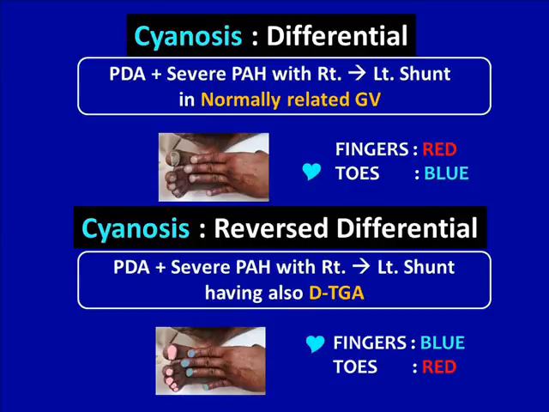It is called either differential cyanosis or occasionally reversed differential cyanosis. Now, what does differential cyanosis mean? It means cyanosis is present only in the toes, and it indicates that it is an Eisenmenger PDA with normally related great vessels. Now, reverse differential cyanosis means cyanosis is only in the fingers, and it indicates that it is again an Eisenmenger PDA but with transposition of great vessels.